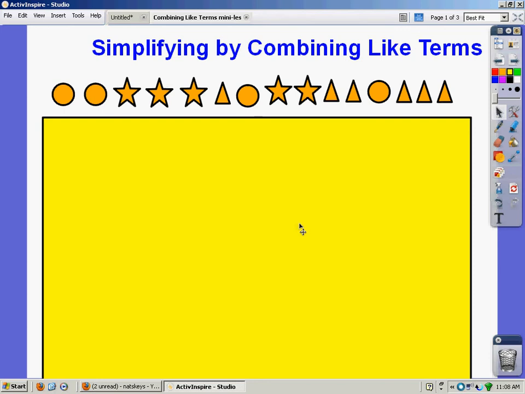Good morning. Today's mini lesson is related to the skill of simplifying by combining like terms. The word simplifying means you basically rewrite whatever you start off with in a much more simplified or more efficient way.